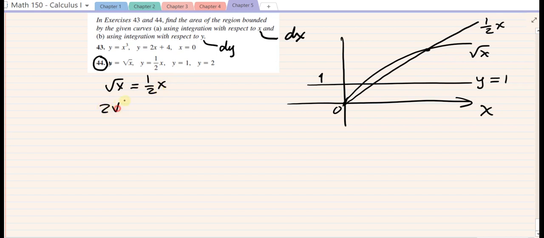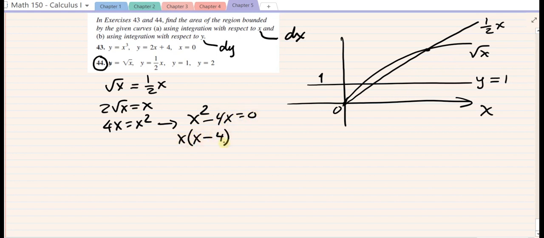That means 2 root x equals x squared on both sides. We get 4x equals x squared, so x squared minus 4x equals 0. Factor out the x, you get x times (x minus 4) equals 0. So at 0 and 4, that's where the radical and the line cross. That's good information to have. And the square root of 4 is 2, so that is the other part of that line. Yes, y equals 2 goes right through there.